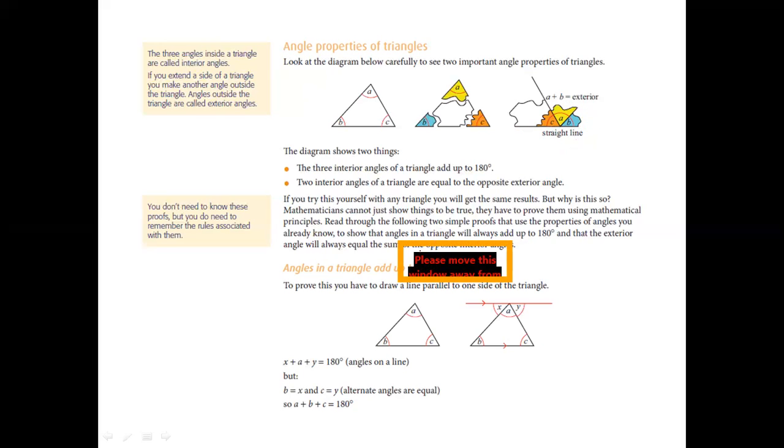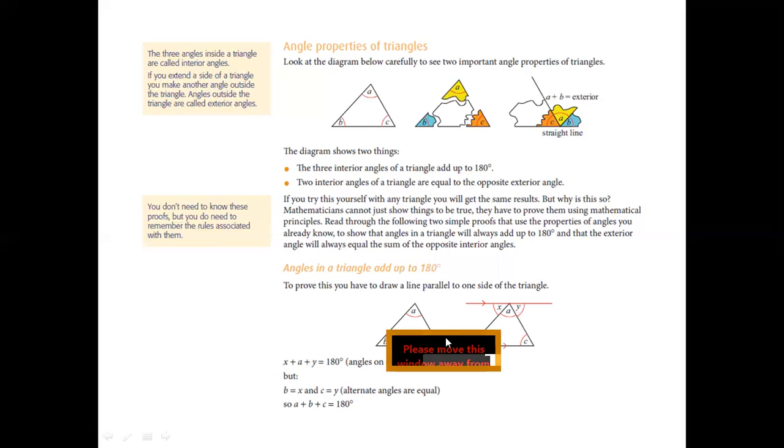And the next: angles in a triangle add up to 180 degrees. To prove this, you have to draw a line parallel to one side of the triangle. That is the condition: parallel to one side of the triangle. So x plus a plus y is equal to 180. We know it, yes, because it is a straight line. But b is equal to x. Why? B is equal to x.